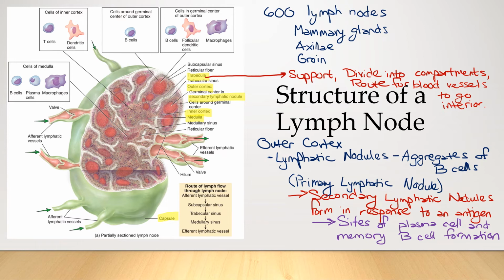Now, within the center of a secondary lymphatic nodule, there's going to be this region of light staining cells, which is called a germinal center. So you can see one's labeled actually right here, germinal center in the secondary lymphatic nodule. Now, within the germinal center, we have B cells, we have follicular dendritic cells, follicular dendritic cells are a special type of dendritic cells. And then we also see macrophages there in that germinal center as well.